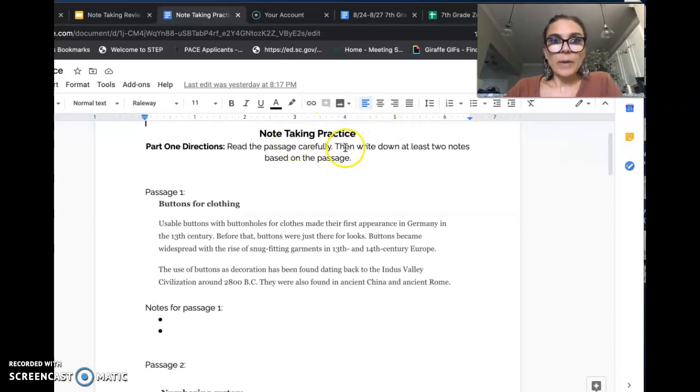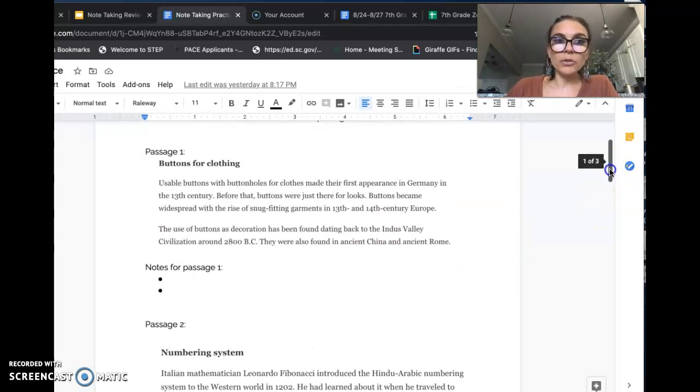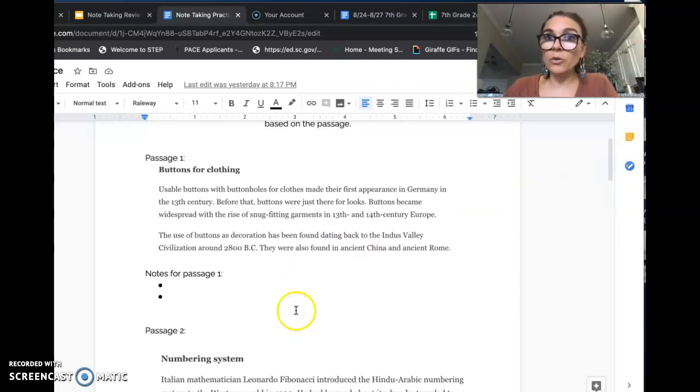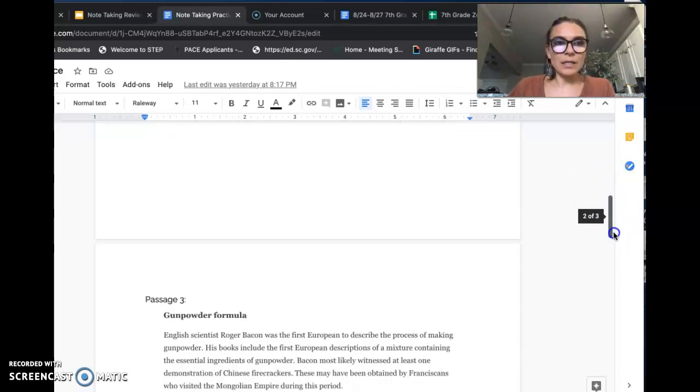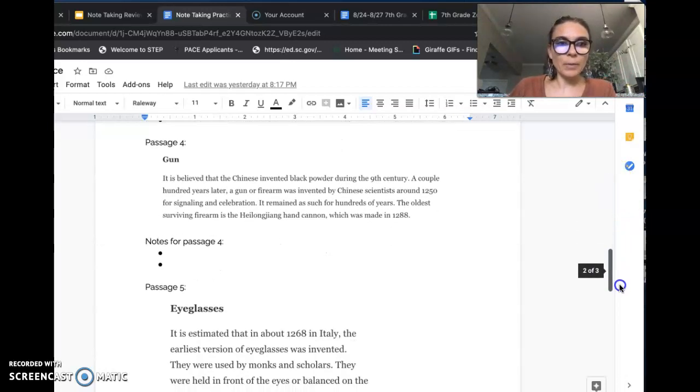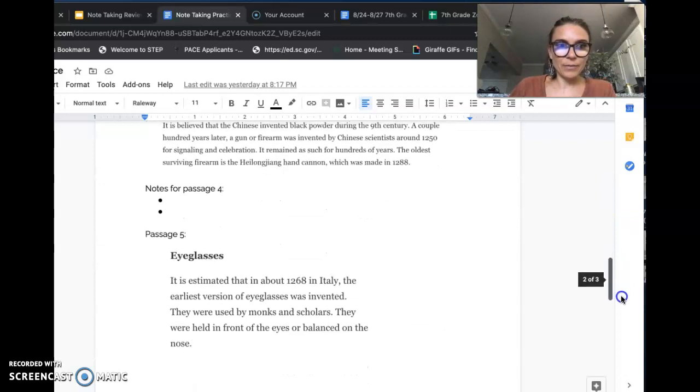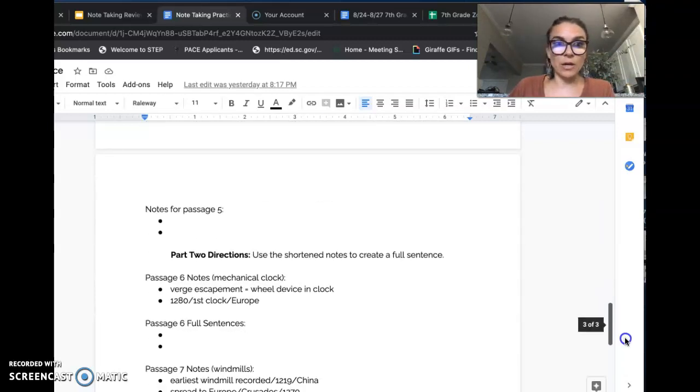It says to read the passage carefully, then write down at least 2 notes based on the passage. So you are doing exactly what we just did together. So you have your passage here. Based off the passage, I want you to write 2 short notes using those symbols and the shortened words, remember? So you are going to do that for these 4 passages, or 5 passages. You're going to do the notes.